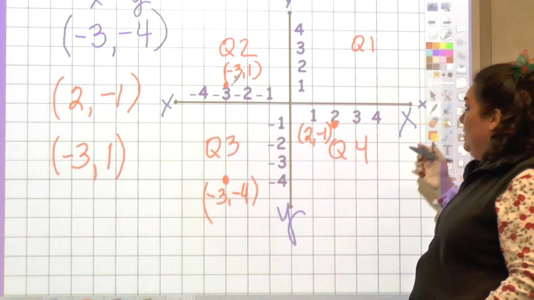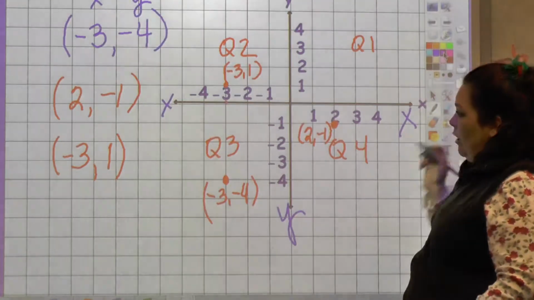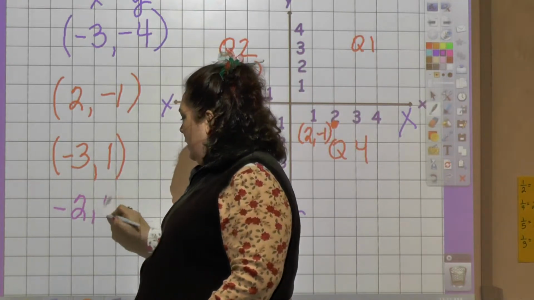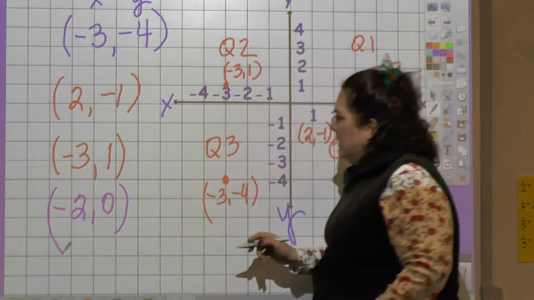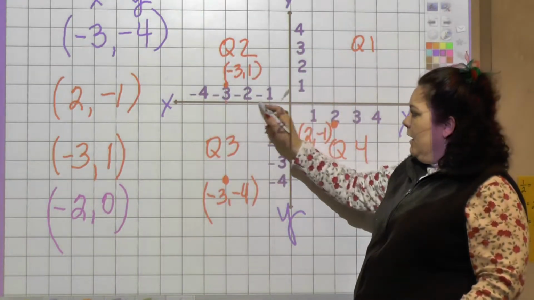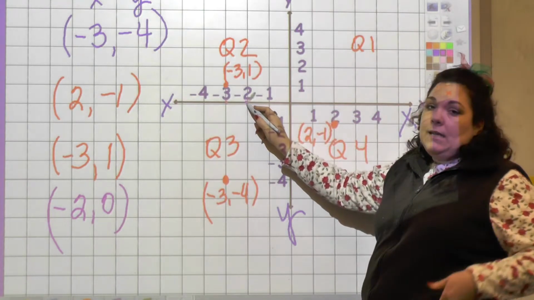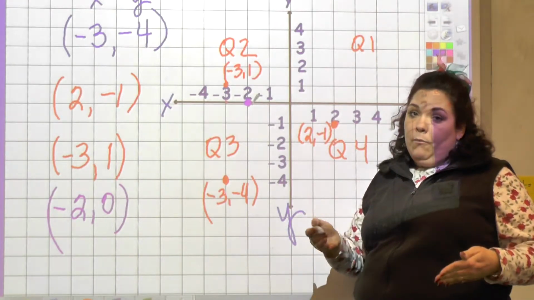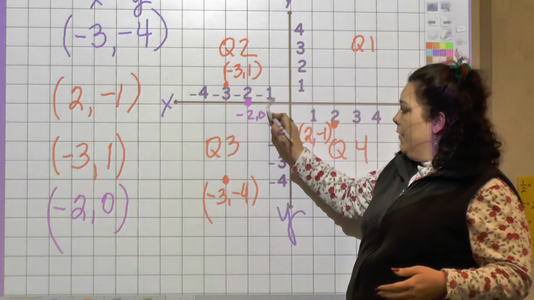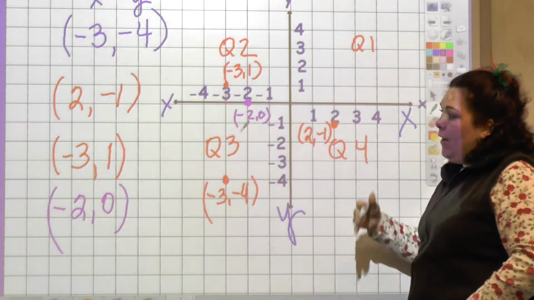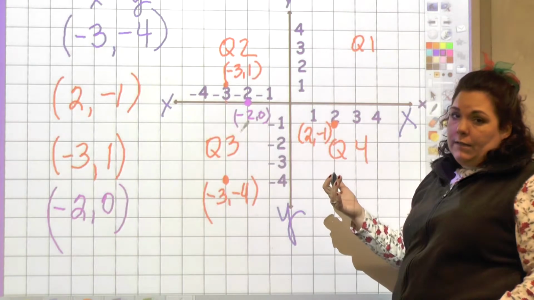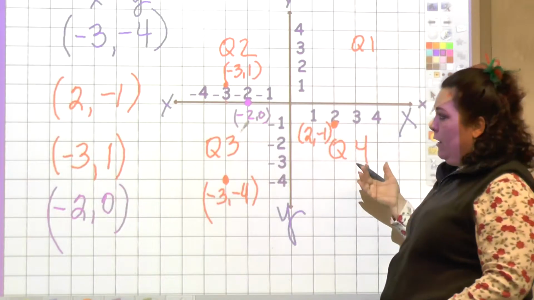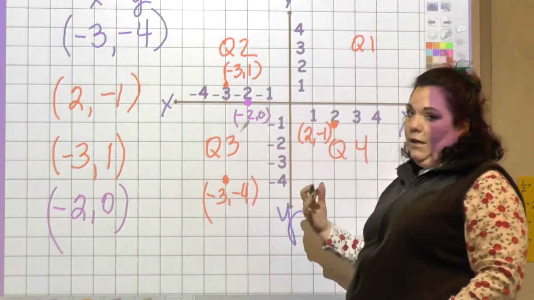Now, the ones that get tricky for me are the ones that are on 0. So if I had -2, 0, okay? So that means -2 is my x still. Now, 0 means I go neither up nor down, so I stay right there. And so that's my point, -2, 0. And that's on a line, it's not in a quadrant. So whenever it's on the line going through the origin, it's not going to be in a quadrant, because you can say between 2 and 3, but it's not in one of those.